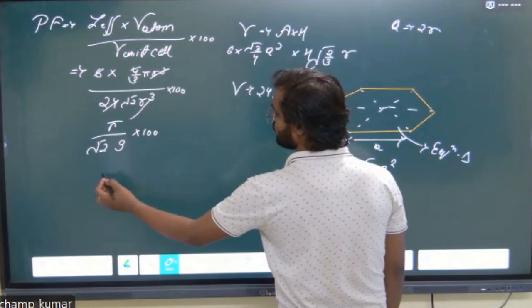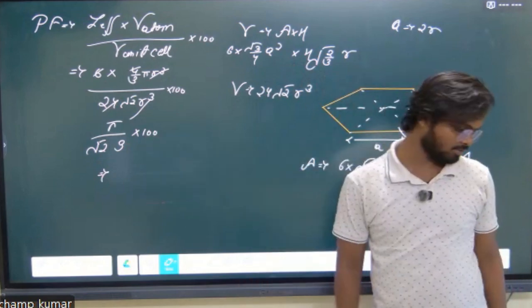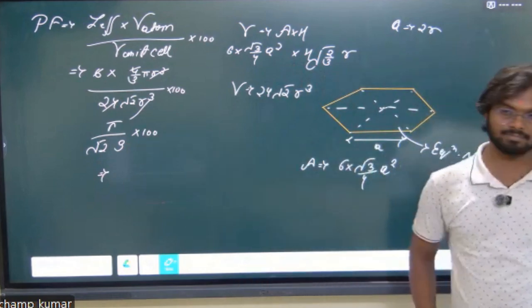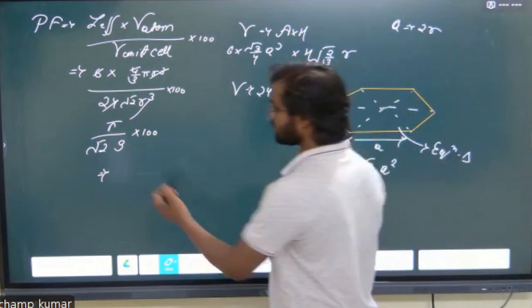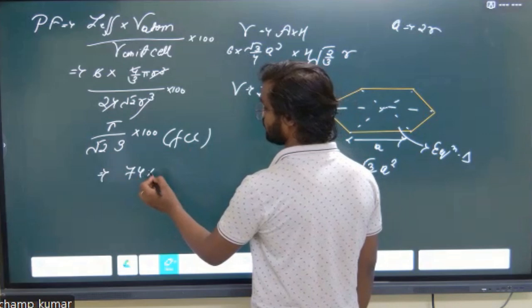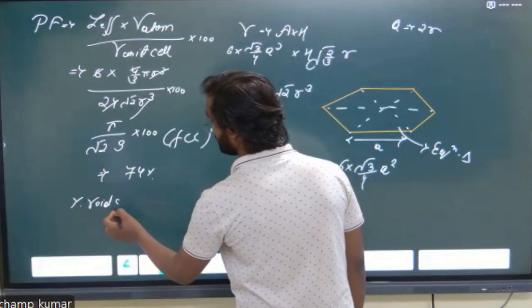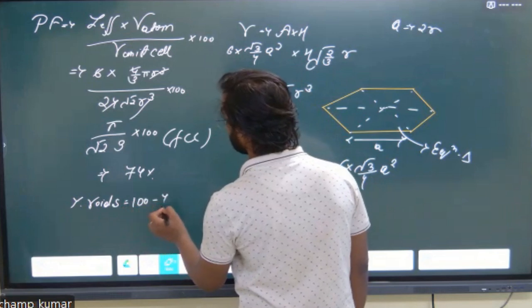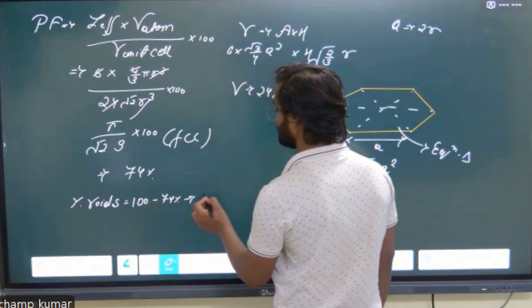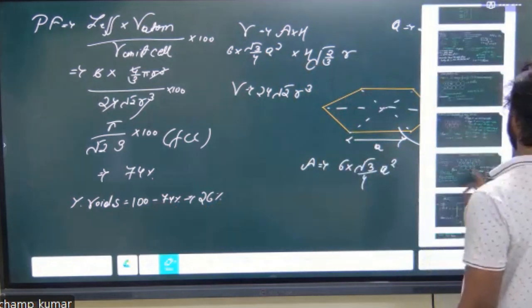Do you remember where we got this expression? We have got this expression somewhere else also. Where have we got this expression? This is the expression we got in FCC. So this is 74%. And what is the void? Percentage void. Percentage void will be 100 minus 74%. That is 26%.